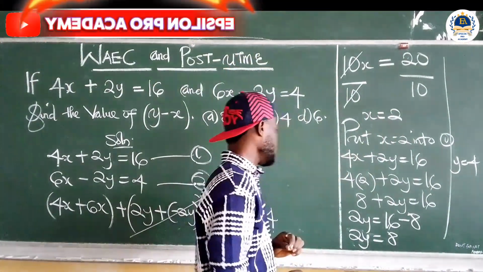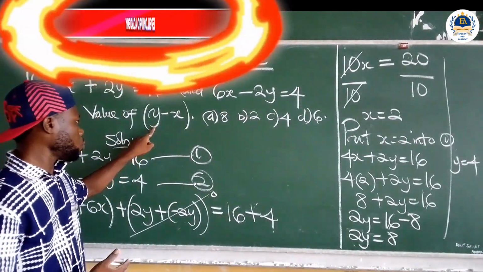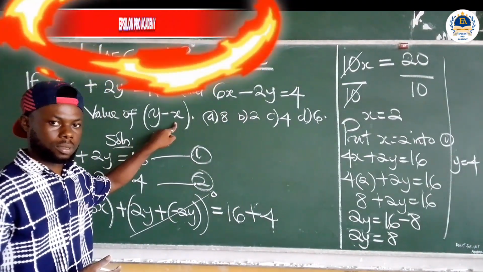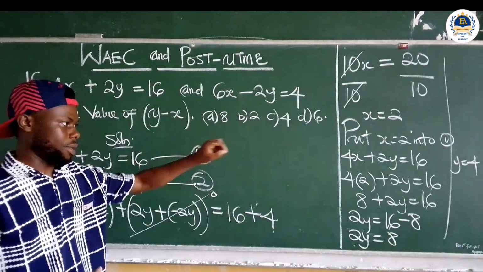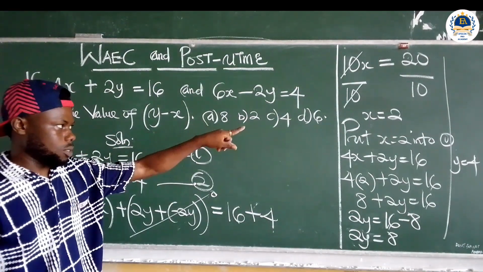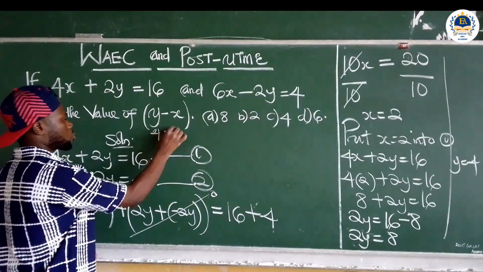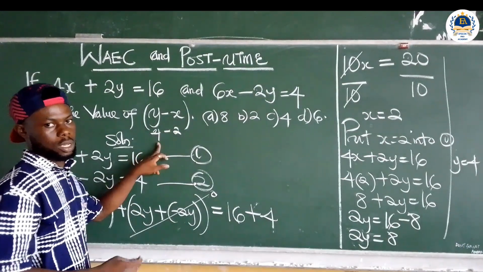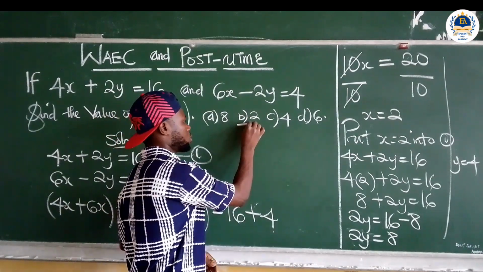The question on the board is, this is the most important aspect. Evaluate y minus x on the board. Since the values of y and x have been determined, y is 4 and x is 2, that will become 4 minus 2. And 4 minus 2 gives 2. So the correct option on the board is option 2.